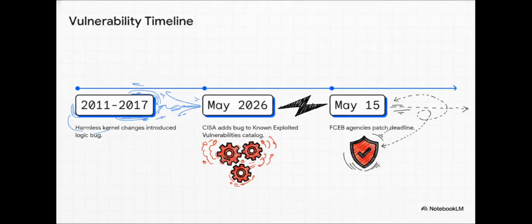What's really fascinating here is the timeline. It wasn't just one catastrophic coding mistake. Basically, between 2011 and 2017, developers introduced 3 separate, totally harmless-looking changes to the Linux kernel. But when combined over time, they inadvertently created a severe logic bug in the kernel's authentication cryptographic template. Fast forward to May 2026, CISA flags it for active exploitation, and now federal agencies are under a massive time crunch with a strict May 15th deadline to get this patched across their infrastructure.